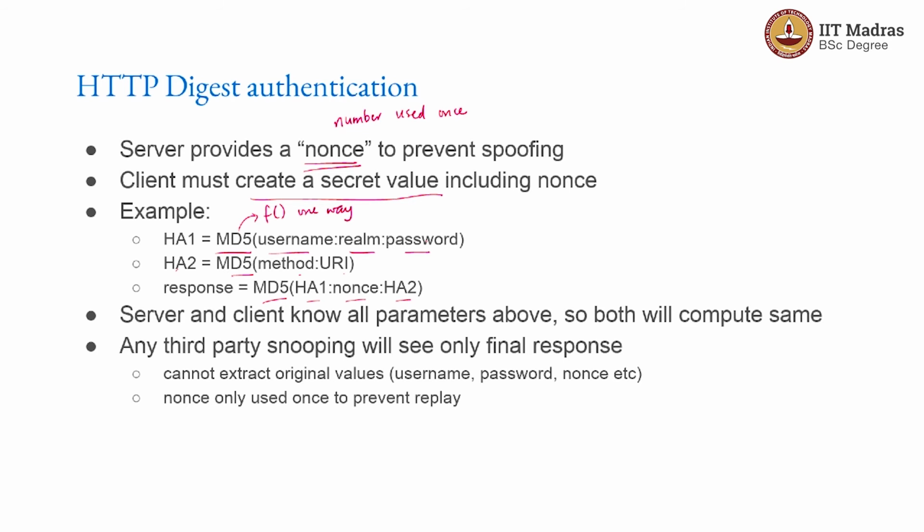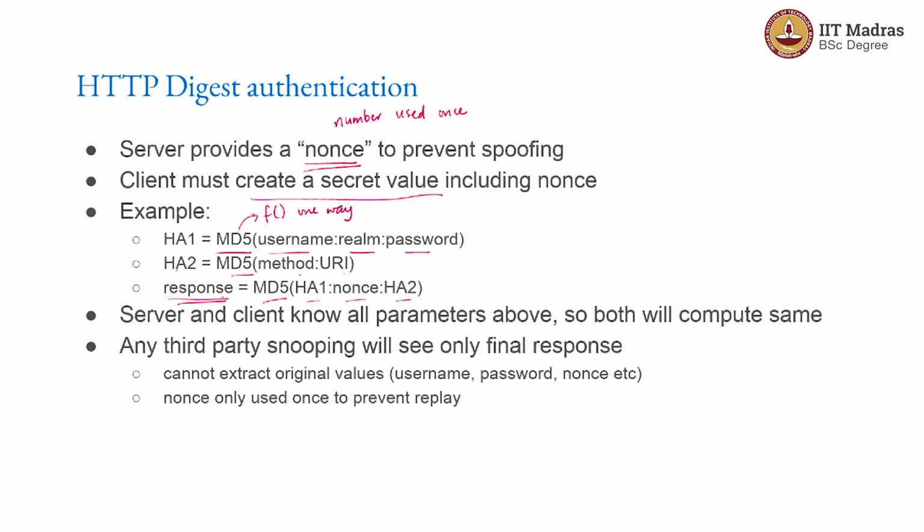So the server and the client, on the other hand, know all of these parameters, which means that they can compute the same secret value on both sides. And the client has shown to the server that it was able to compute the same value that the server did. Any third party who snoops on these values, even if they see the response, will not be able to make anything useful out of it.